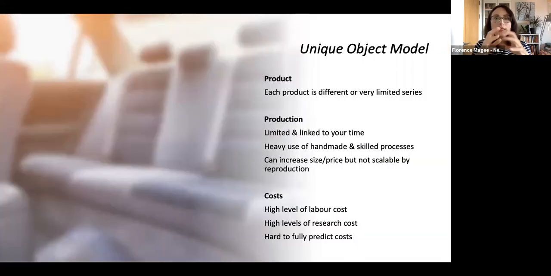In this model, each product is different or has a very limited series. So there's not a range of product, not a catalog. It's very linked to the time of the maker, and obviously using very skilled processes. And you cannot reproduce it. So it's not scalable by reproduction.